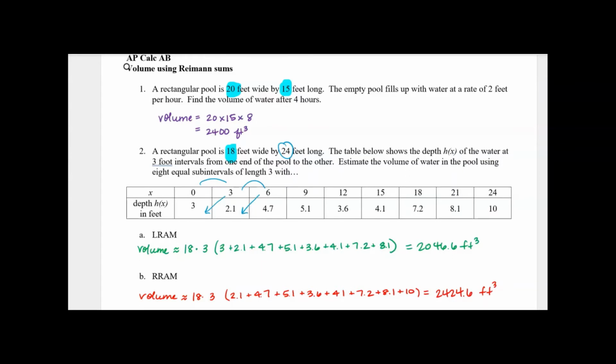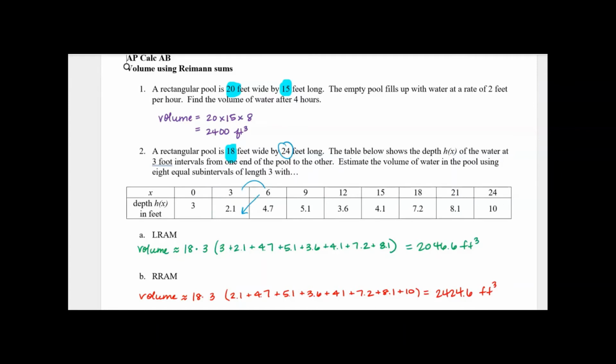So the volume is going to be length times width times height. The width is the 18 feet. The length is broken down into these 3-foot intervals, and each of those intervals has these different values for the depth of water. So realize that you really do have 3 dimensions here, and so you get this volume calculation.